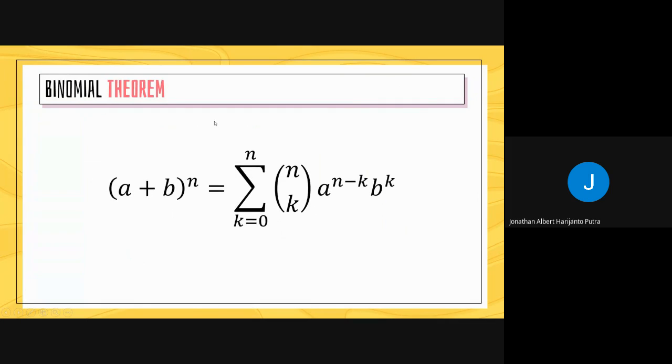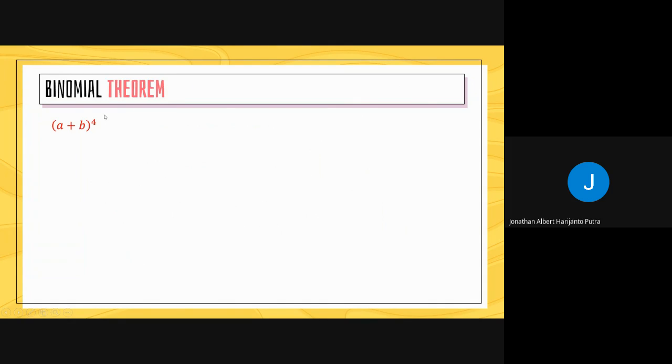So this is the formula for the binomial theorem. I'm going to give you an example again. A plus b to the fourth power. You can just put in the formula, and then the coefficient, we use the binomial coefficient method that I was explaining before.